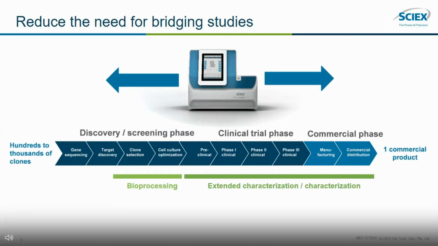So biopharma drug development is a long process. For protein therapeutics, it can begin with screening hundreds to thousands of clones and include gene sequencing and target discovery. Then go through various bioprocessing steps like clone selection and cell culture optimization. After that, we have extended characterization of material for clinical, manufacturing, and commercial distribution. For both proteins and genetic medicines, we see the use of capillary electrophoresis in assays like CE-SDS, CIEF, and other CE-related RNA and DNA assays for both upstream and downstream processes.